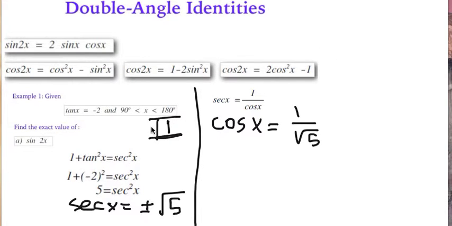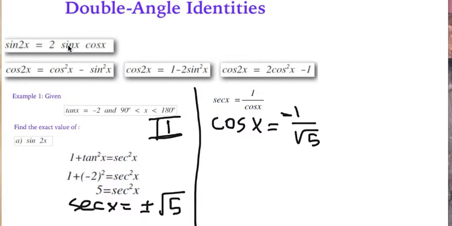So what do you know about the sign of cosine in the second quadrant? Plus or minus? Okay, so minus. Good. Now we have the value of cosine. That means this part has been found. We need now to find sine x.